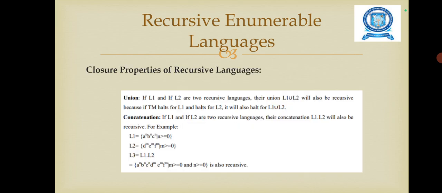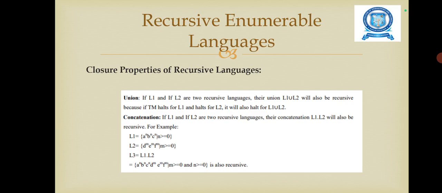Next we are going to see some closure properties of recursive languages. Union: if L1 and L2 are two recursive languages, their union L1 union L2 will also be recursive, because if the Turing machine halts for L1 and also halts for L2, it will also halt for L1 union L2.